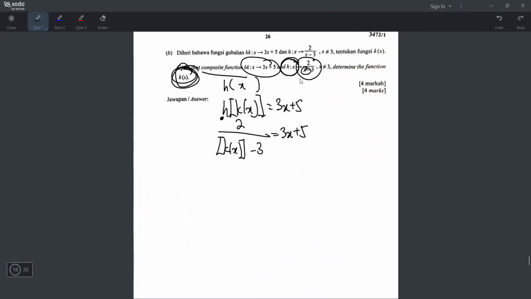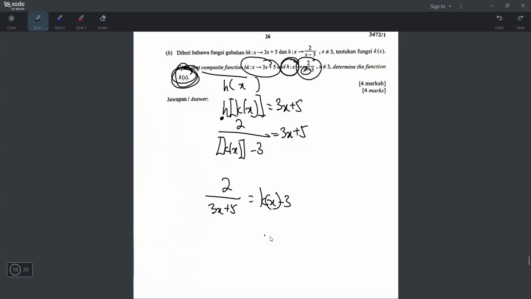Okay, so let me explain one more time. h(x) is 2 over x minus 3. But h(kx) is 2 over kx minus 3. You just change the x to kx. It means the whole thing here has to replace the x. Okay, now you can find your kx just by moving things around. So 2 over 3x plus 5 equals kx minus 3. You can take this 2 upside down like that, because when you move this up here it becomes multiply, and this thing moved back down becomes divide. So they just switch places.